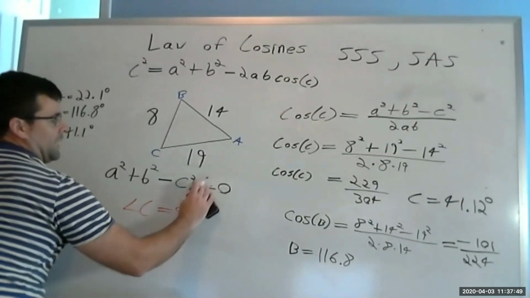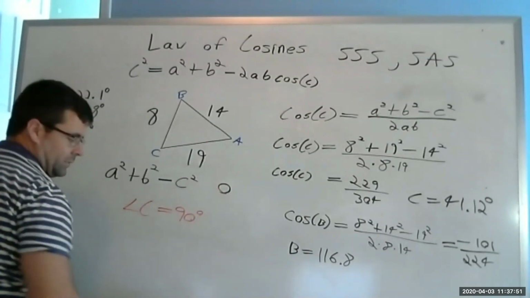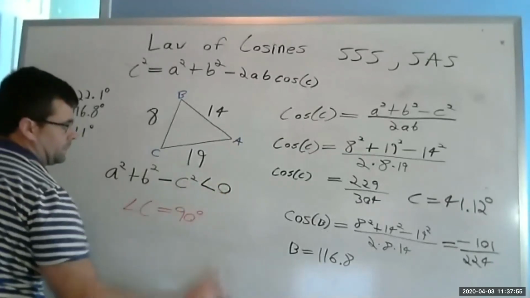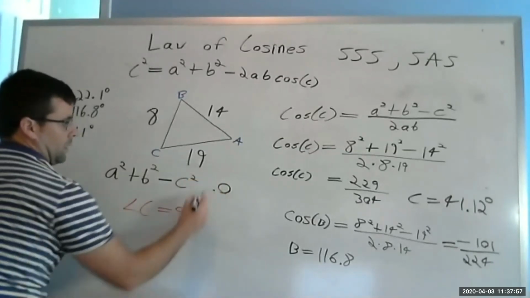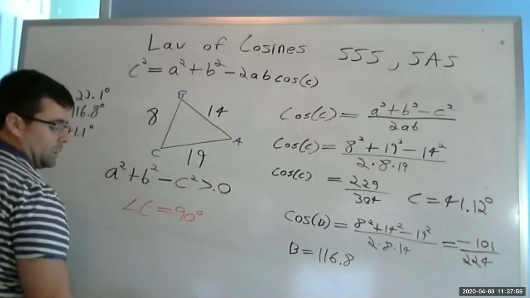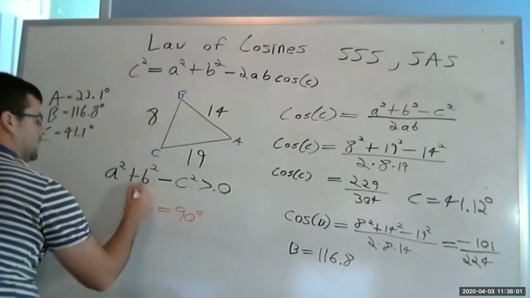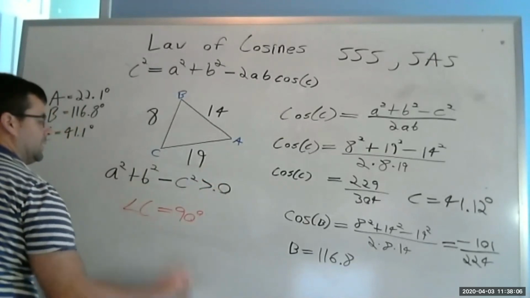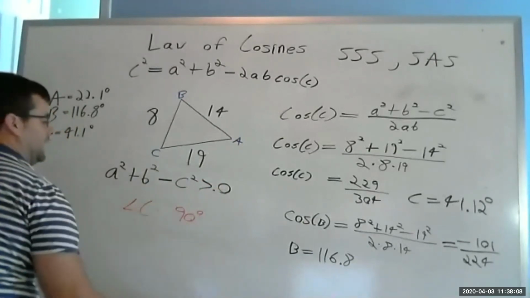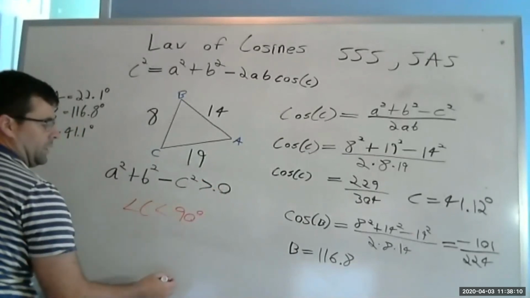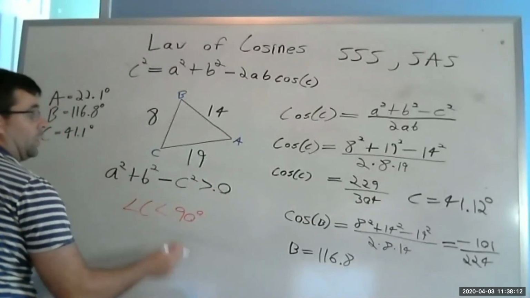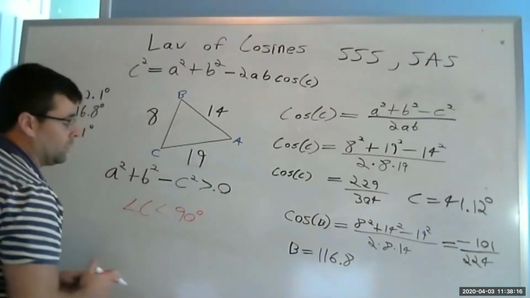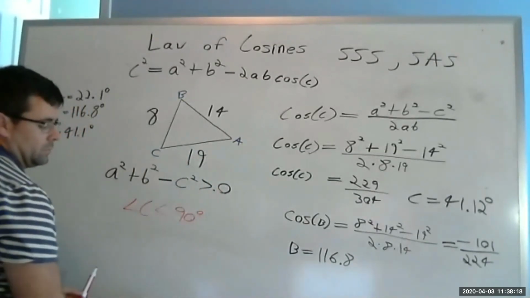But if the thing you get out is greater than 0, then angle C is less than 90 degrees. So if the thing you get out is negative, it means that the angle is bigger than 90.